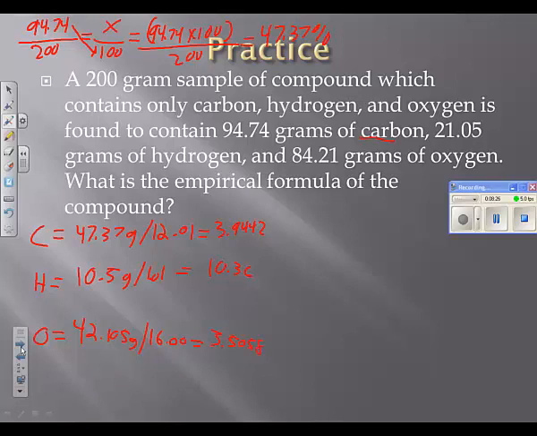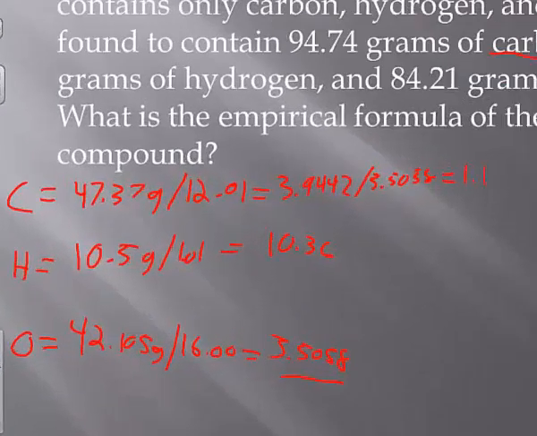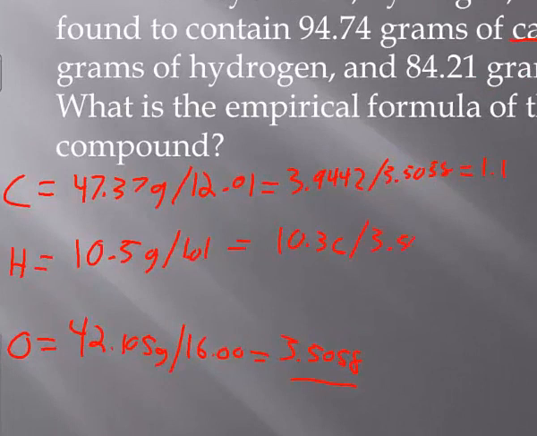Alright, so now we've got to do divide by smallest. Which is the smallest? It's 3.5058, right here. We divide all these by 3.5058. And that gives us 1.1. Divide by 3.5058. And that gives us 2.9. Divide by 3.5058. And that gives us 1. So now we have a 0.1 and 0.9. Remember, those are not on our charts. We just go ahead and round those. 1.1 goes to 1, 2.9 goes to 3, and the 1 stays at a 1.